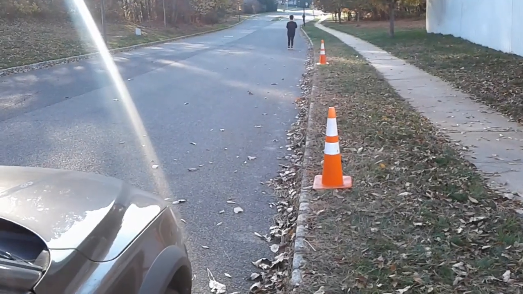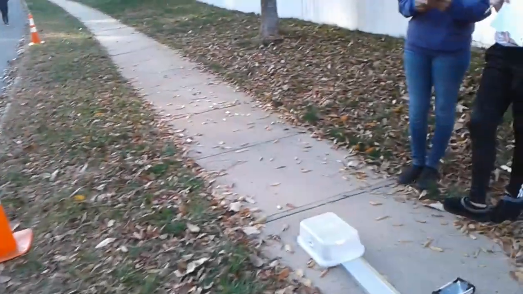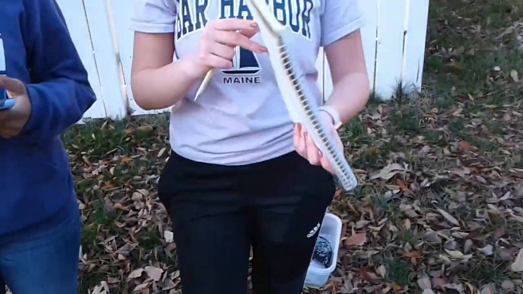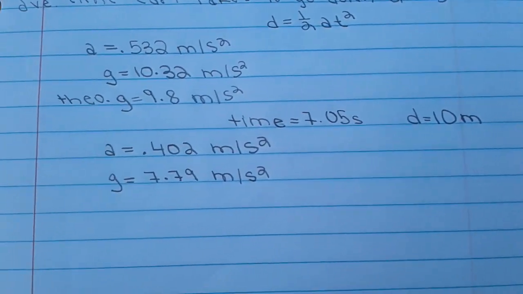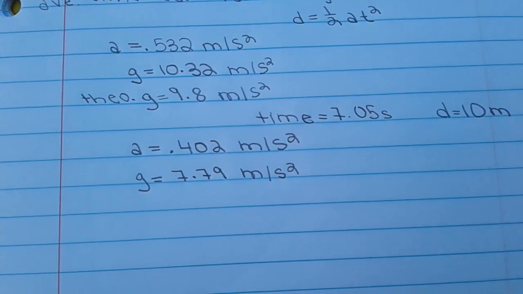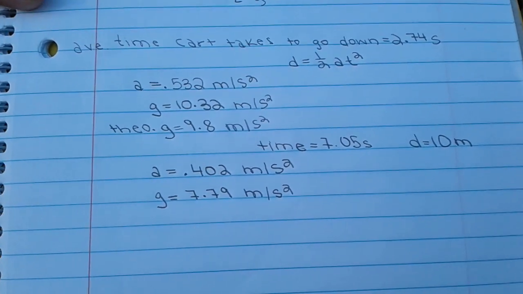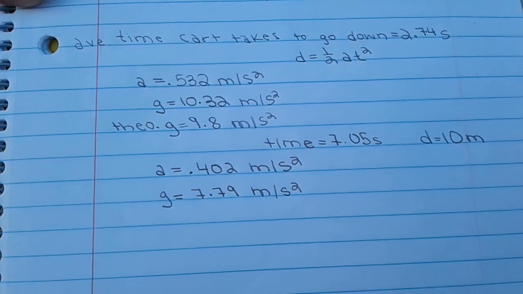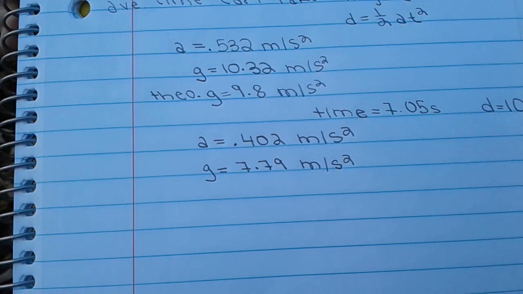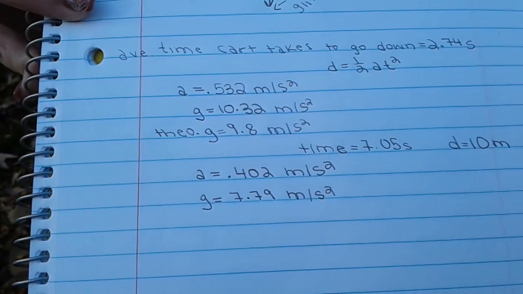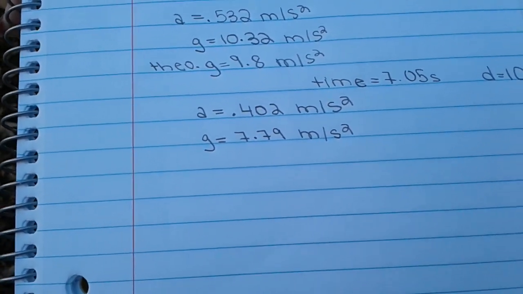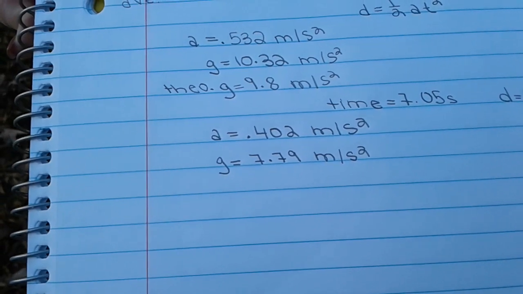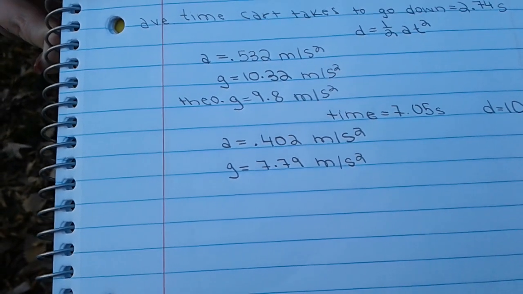So we just measured the car going 10 meters from rest. And what did we calculate? So we went 10 meters in a time of 7.05 seconds, and we throw that into the distance equals 1/2 a t squared formula, and we get an acceleration of 4.02 meters per second squared. Well, that's at the same angle, the 2.96 degrees. That gives us an acceleration due to gravity of 7.79 meters per second squared. How come that's so much lower?